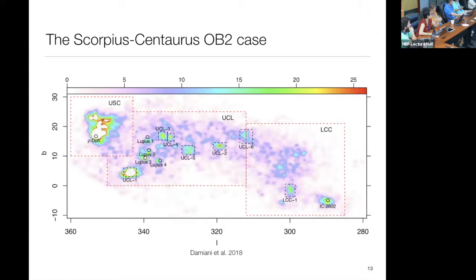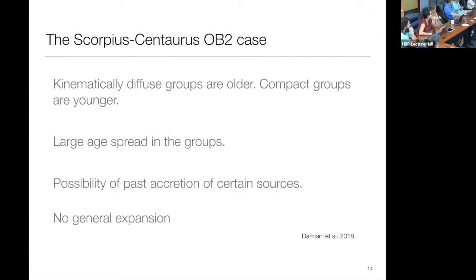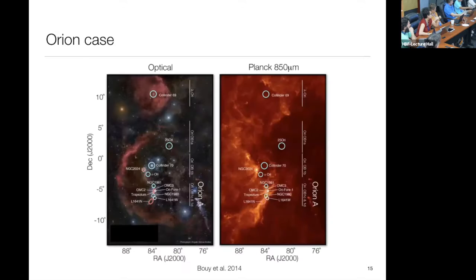Here is the last map of the region. So you see this density map in which the subclustering is quite evident. This is from Damiani last year. And basically now you can divide into families the different subclusters identified. And also this has implications about the cluster population and the cluster dynamics inside the area.